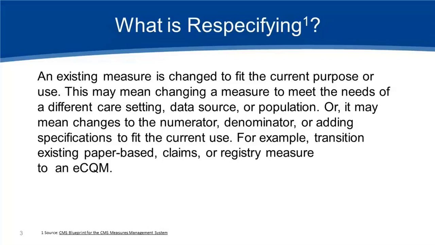And then maybe the most common way that we think about respecification is when a measure is respecified to use a different data source. In a lot of cases, that means a paper-based measure, which requires trained abstractors to collect information from the patient's health record, is often considered ripe for respecification into eCQMs, which are automated to collect information electronically from the patient's health record. And that's really what we're going to spend most of our time discussing today.